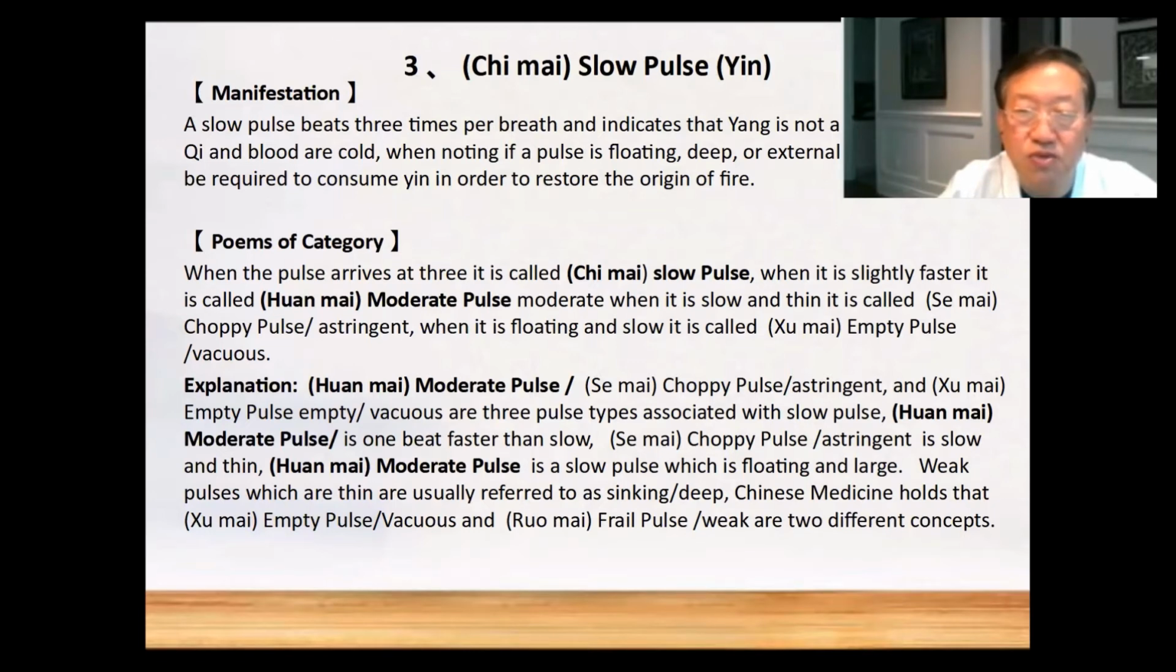Poems of category. When the pulse arrives at 3, it's called Semai, or slow pulse. When it is slightly faster, it's called Huan, or moderate pulse.